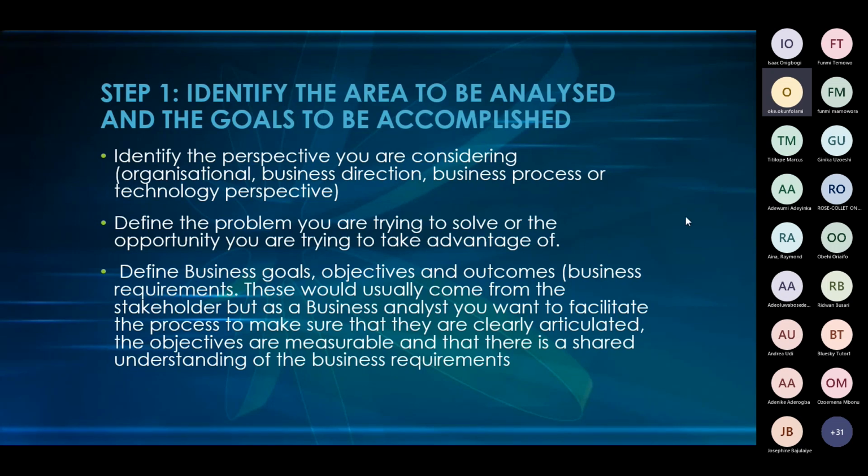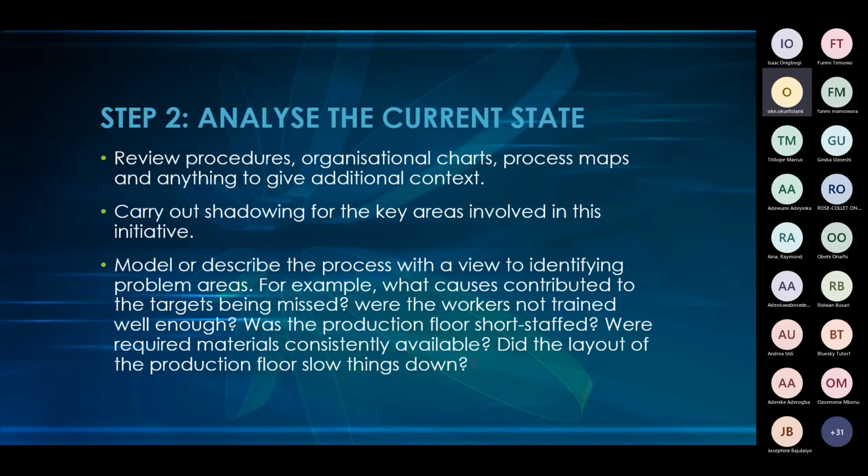The next point is step 2, analyze the current state. We've discussed all those questions that you need to ask: what, when, how, who. But here, if we're going to drill down and go into more details, you want to review the current procedures, organizational charts, process maps, and anything to give additional context. And then we mentioned carrying out shadowing for key areas involved in the initiative. I gave an example of shadowing as well.